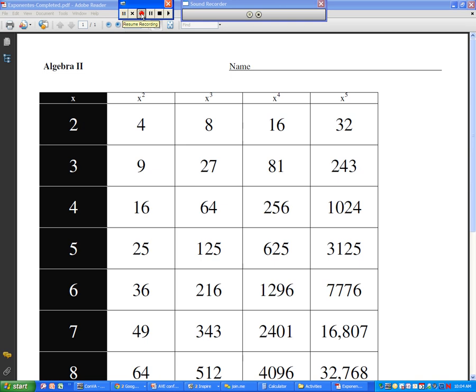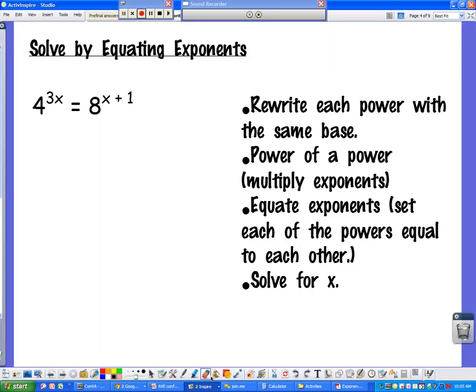Okay, so here's the exponent sheet, if you'll remember. And if you look, you notice that 4 and 8 both end up in the row of 2. So we're going to change their base so it has a base 2. So instead of 4 to the 3x, we're going to change it to 2. Well, 2 to what power will give you 4? And 2 squared gives you 4.